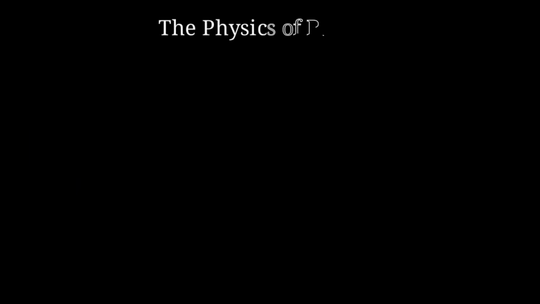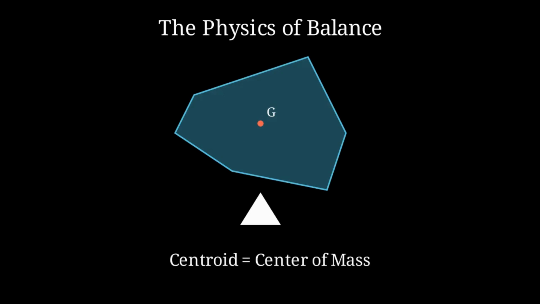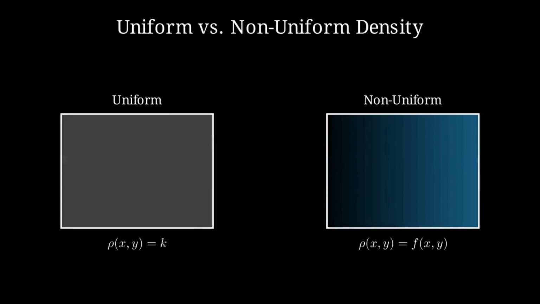In engineering and physics, finding the exact balance point of a flat object is crucial. When density is uniform, the centroid is purely geometric. However, when density varies across the surface, we must use calculus to find the center of mass. If a plate is heavier on one side than the other, the balance point shifts toward the denser region.